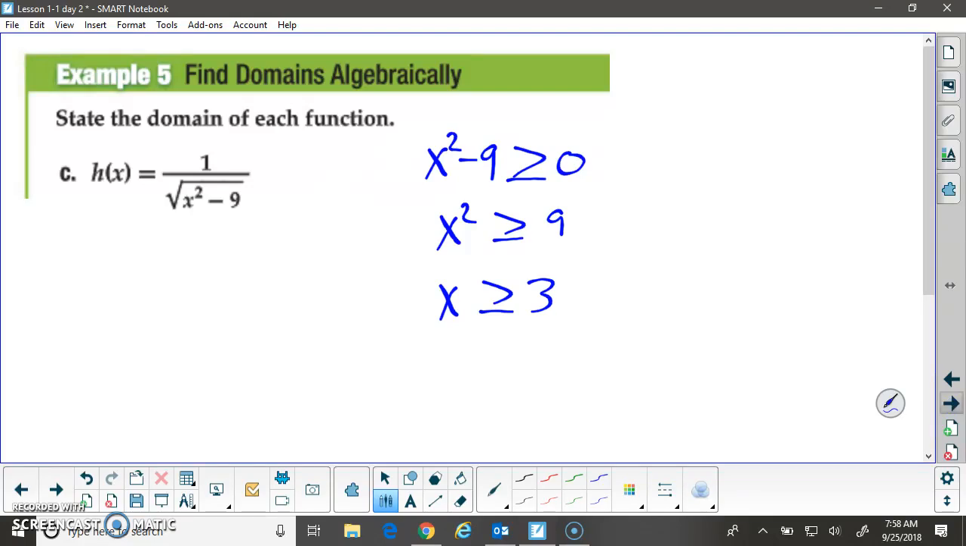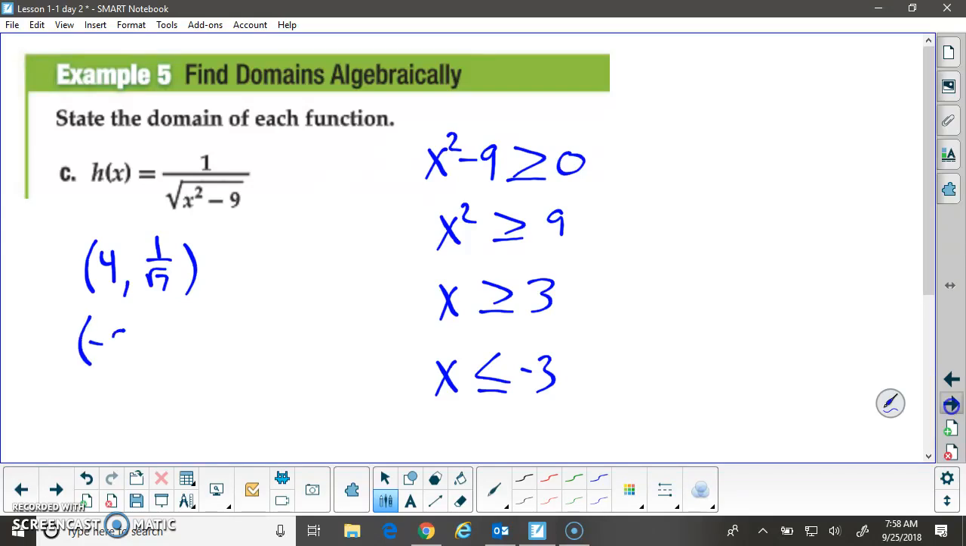But think about this now. The square root of 9 is both positive 3 and negative 3. So not only do we have to put in x values that are greater than or equal to 3, but also less than or equal to negative 3. As an example, if we put 4 into this function, that would give us 16 minus 9, which is 7, and so we get 1 over the square root of 7, which is a value.